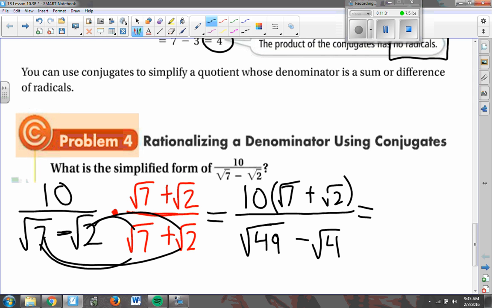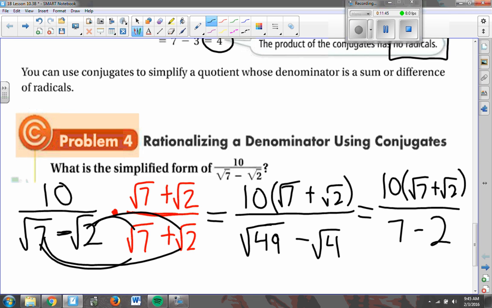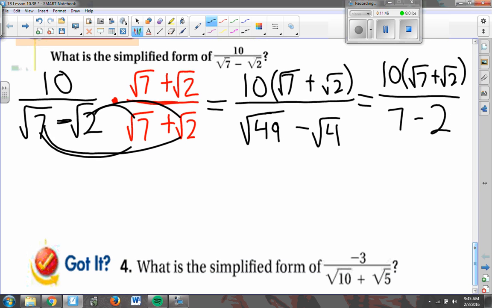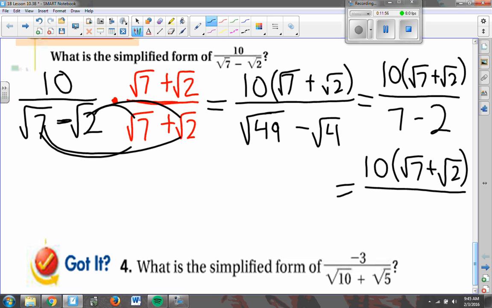Okay, now I'm going to leave the top alone again. 10 square root of 7 plus square root of 2. Now the square root of 49 is 7, and the square root of 4 is 2. So it's 7 minus 2. I end up with here 10 square root of 7 plus square root of 2 over 7 minus 2, which is 5.